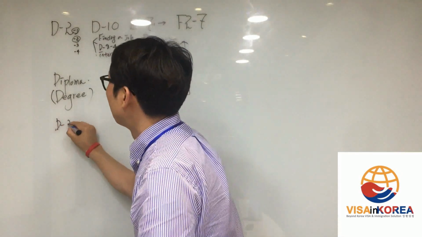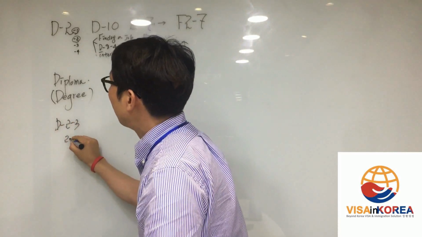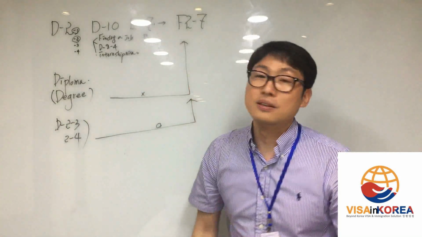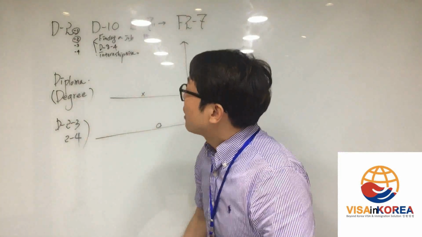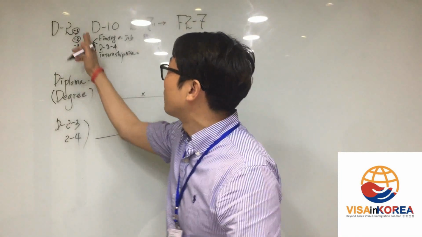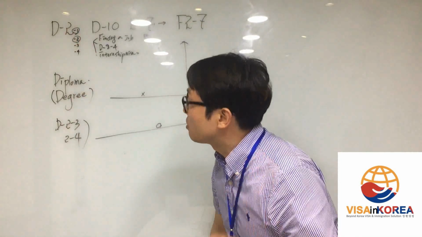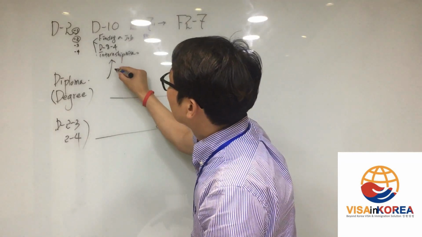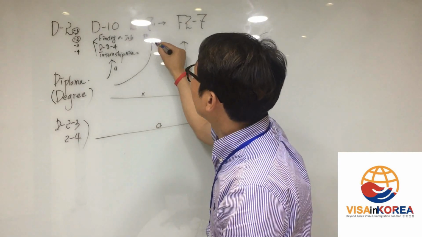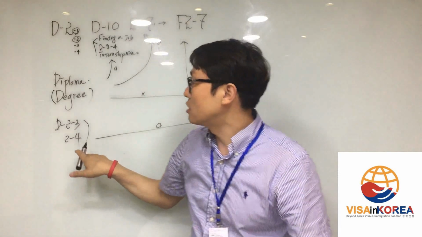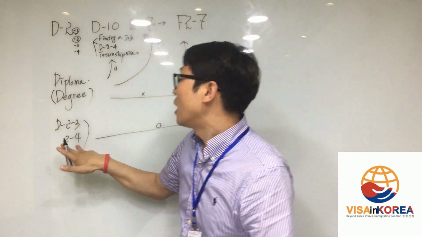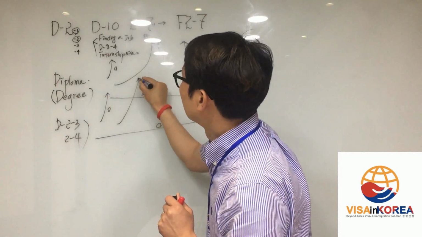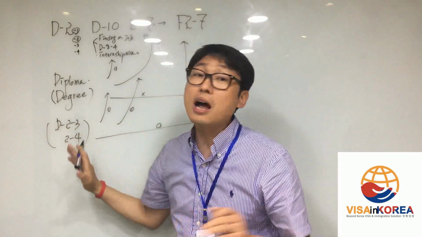And D2-3 and D2-4, the master course and PhD, can go directly. So for D2-1 or D2-2, college and bachelor degree course, once you complete and get your degree, you can change to D10 or E7-1. How about D2-3 and D2-4, master course and PhD? Is it possible as well? There are a lot of options for the master course and PhD.